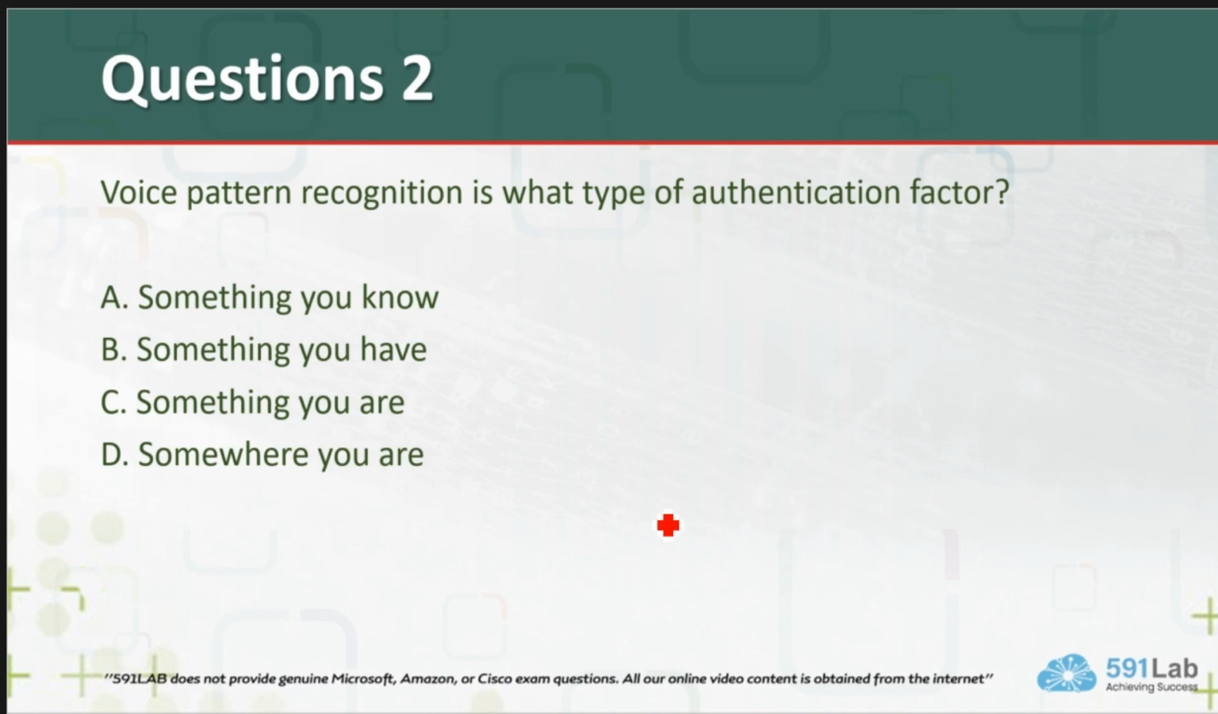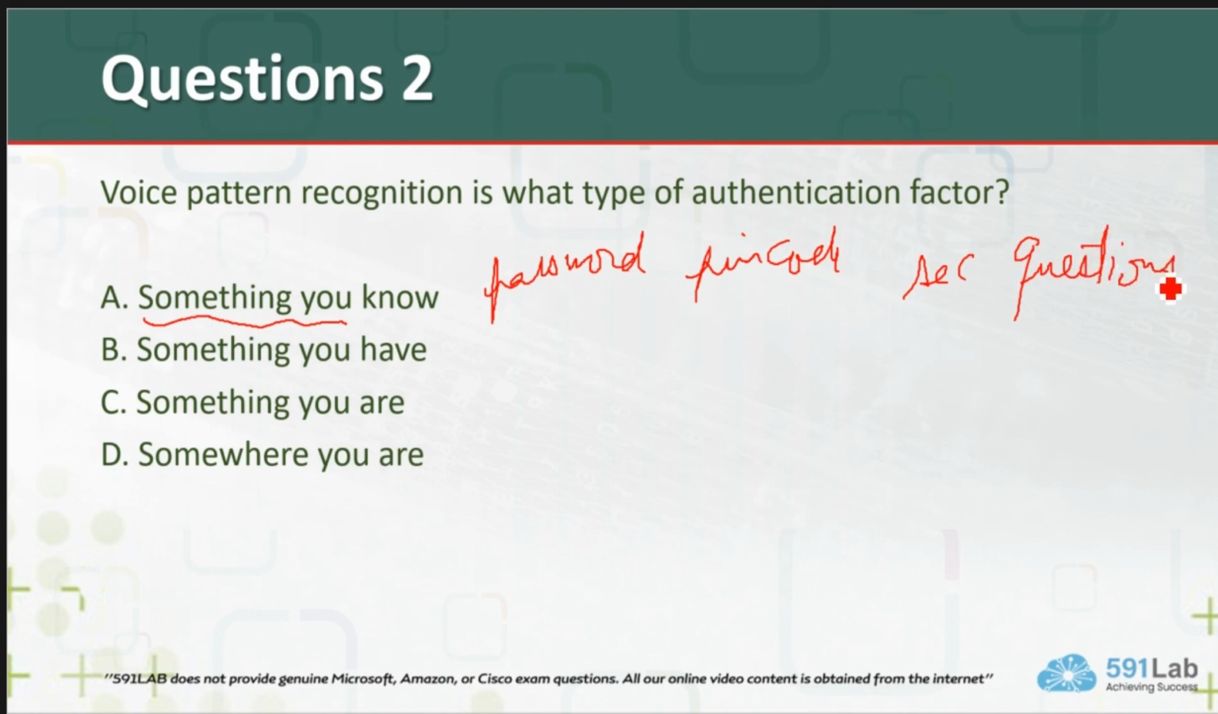So question 2, voice pattern recognition is what type of authentication factor? Is it something you know, something you have, or something you are, or somewhere you are? So we always differentiate authentication factors by the keyword something you. Something you know is like a password or a PIN code or a security question. All of these are associated with something that you memorize, that you have to provide because only you know about it. This is the something you know.